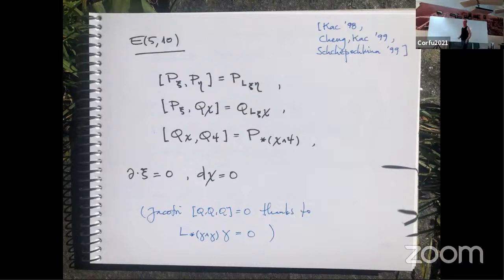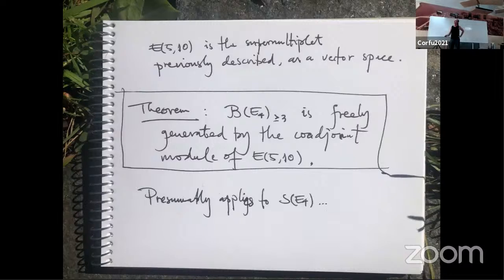So E510 is really, the parameters of E510 is really the super multiplet that I got sort of more or less for free. Well, I had to do some algebra and calculation. That is E510. It's the correspondence, it is what corresponds to the D equals 10 super Yang-Mills multiplet if I had used that group instead. And indeed, it's part of the super Yang-Mills multiplet.